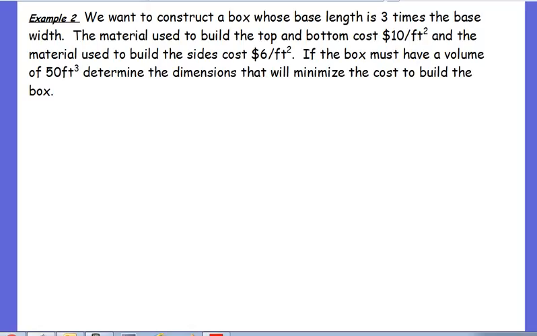We want to construct a box. We're constructing a box whose base length is 3 times the base width. The material used to build the top and the bottom costs $10 per square foot. And the material used for the sides costs $6 per square foot. If the box must have a volume of 50 cubic feet, determine the dimensions that will minimize the cost to build the box. I'll give you time to copy.